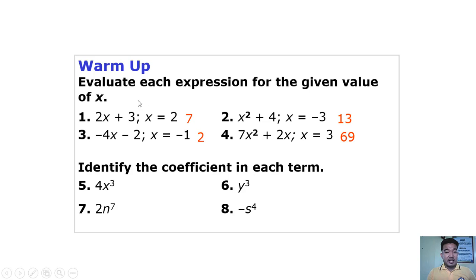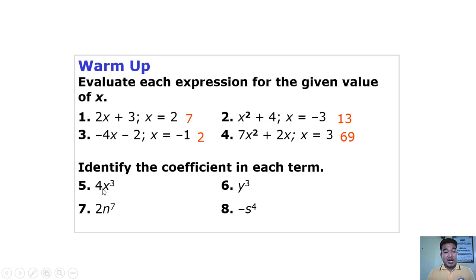So we can now evaluate expressions for the given value of x. Ganun lang kadali, ano? Pinapalitan lang natin yung mga unknown variables ng kanilang exact value. This time, we identify the coefficient in each term. Ano ang ibig sabihin ng coefficient? When we say coefficient, it is the number na kasama ng ating mga unknown variables.